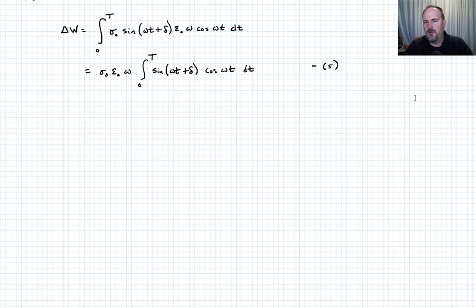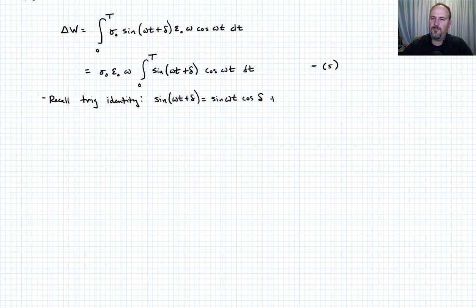Okay, so what are we going to do here? Well, we're going to rack our brains back to high school now and recall some trig identities. Okay, so let's say we recall a trig identity, right? And that trig identity says that the sine of omega t plus delta is equal to the sine of omega t times the cosine of delta, right, plus the sine of delta times the cosine of omega t.